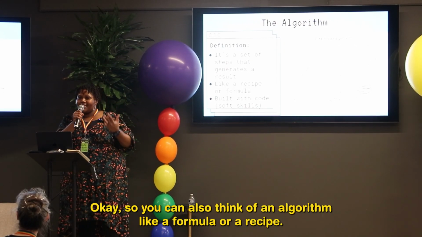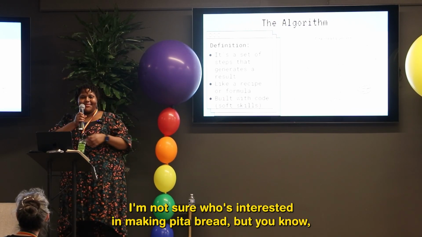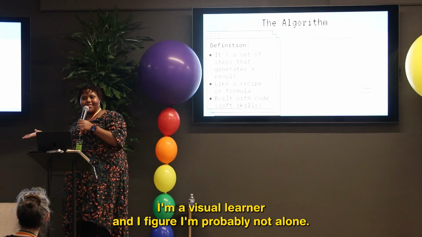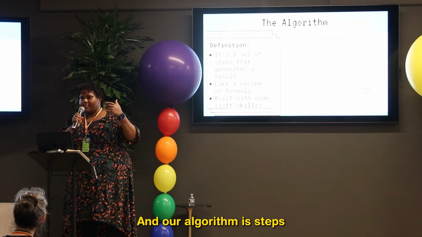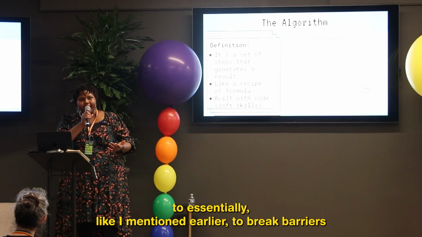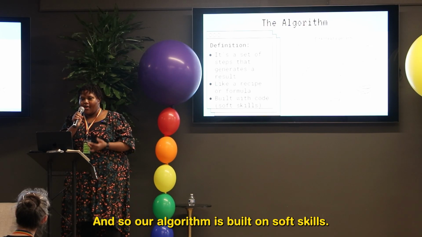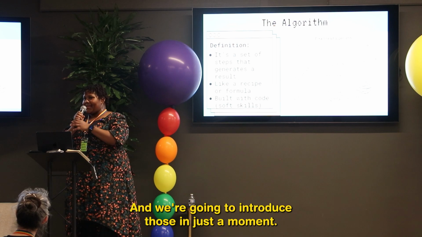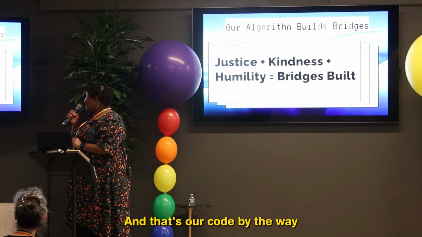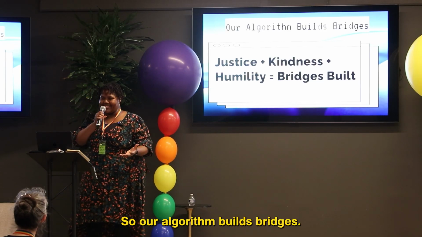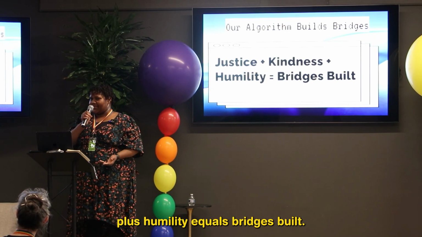You can also think of an algorithm like a formula or recipe, and in this picture is the pita bread algorithm. I'm not sure who's interested in making pita bread, but I'm a visual learner, and I figured I'm probably not alone. And our algorithm is steps to, like I mentioned earlier, break barriers, and not just to break the barriers, but to build bridges. Our algorithm is built on soft skills, and we're going to introduce those in just a moment. And that's our code, by the way. So our algorithm builds bridges: justice plus kindness plus humility equals bridges built.